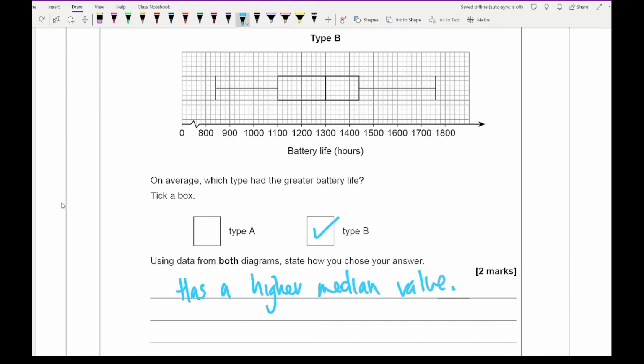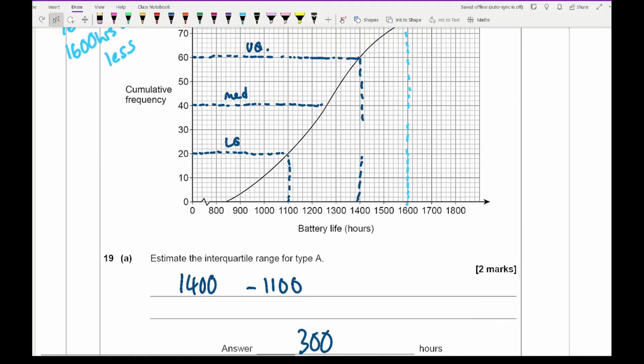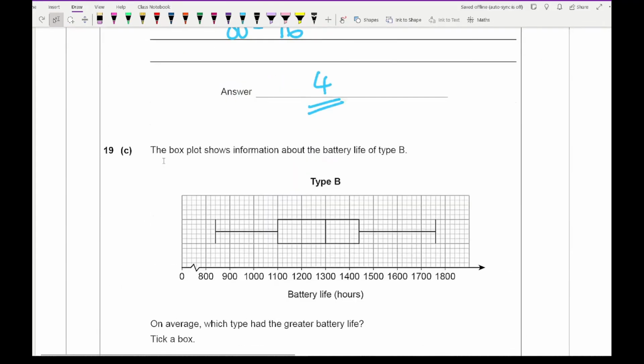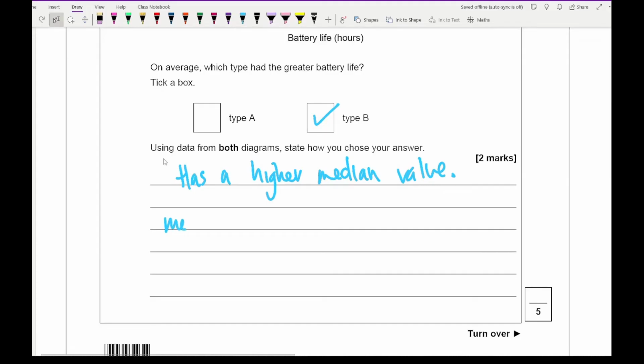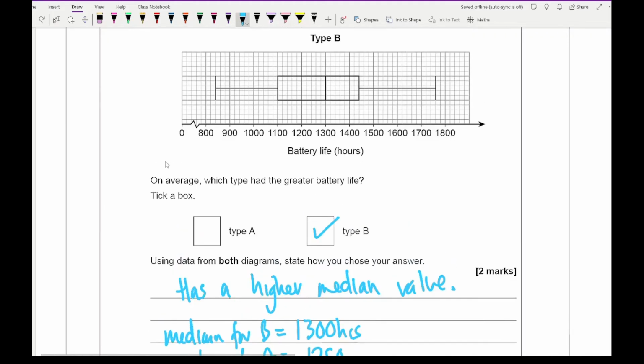Now you could quote the values, which is absolutely fine. So you could quote 1300 for type B, and then looking at the cumulative frequency diagram, you can see that my median value is around about 1250. So again, that's worth writing. So median for B equals, I think it was 1300. Yeah, 1300 hours. And the median for A was around 1250.